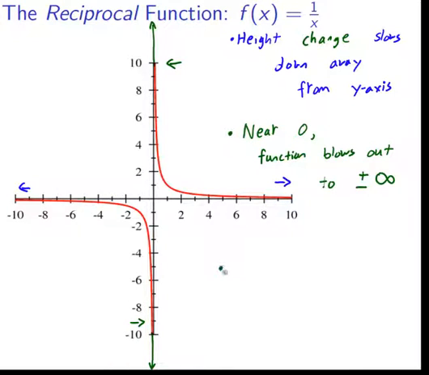However, there is one point that simply isn't allowed. 0 is not in the domain. Why? Because 1 over 0 would not be allowed. We're not allowed to divide by 0. So 0 is not in the domain.